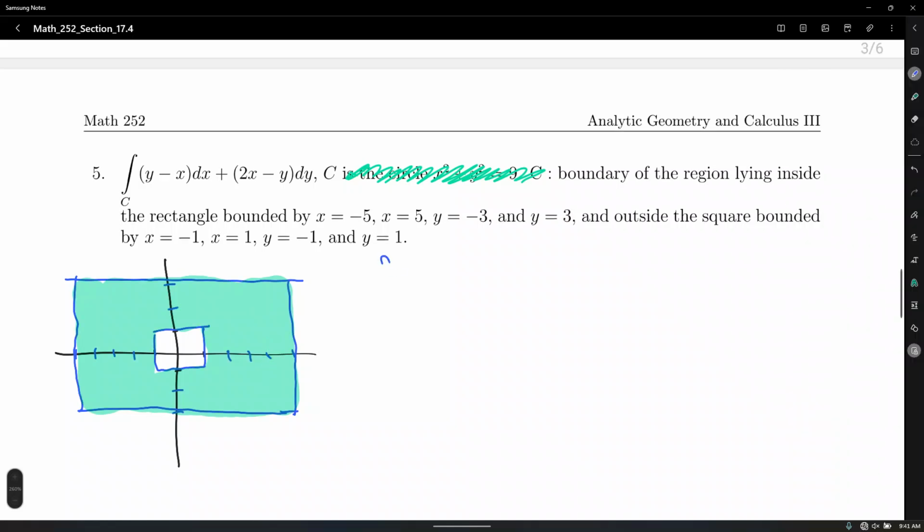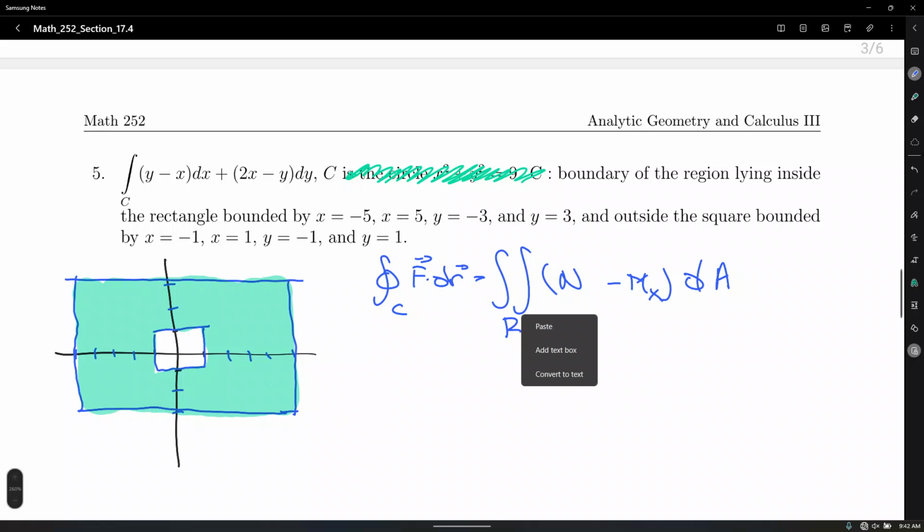So the integral along the closed curve C of F dot dr, that's the line integral in general. Well, we're going to evaluate this using Green's theorem: N sub x minus M sub y dA. That could be dy dx, that could be dx dy. We'll figure it out. Again, M and N.